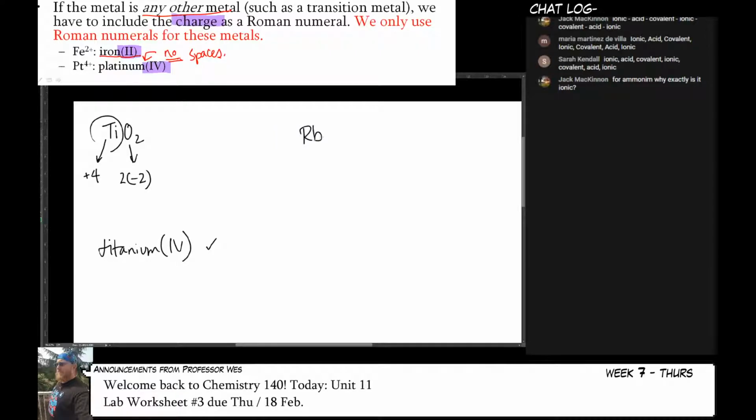What if I had this? Well, this element is in group 1. This is rubidium. And in group 1, all ions have just a positive charge, yeah? So I don't need to put the 1 there. And in fact, if you do, it'll get marked wrong. So for fixed charge substances, don't put the number. But for variable charge substances, you do.